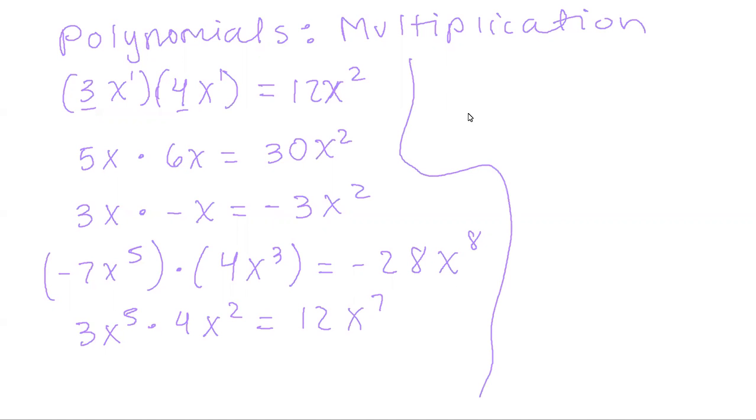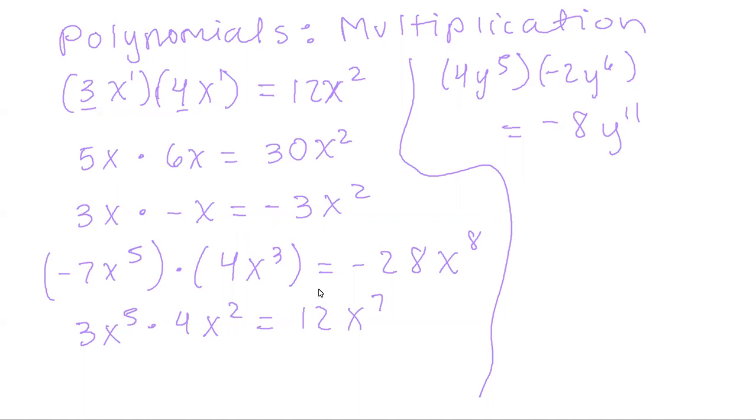So what else we could do here? 4y to the 5th, negative 2y to the 6th. So 4 times negative 2, that's negative 8. Y to the 5th times y to the 6th, that's y to the 11th. And yeah, so that's the gist here. You're just multiplying the coefficients and multiplying the corresponding variables with each other.